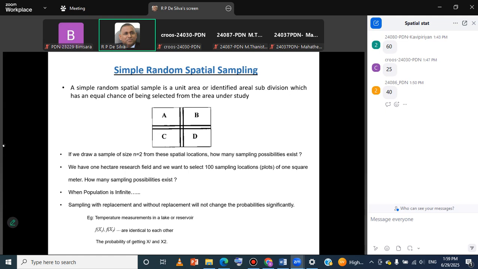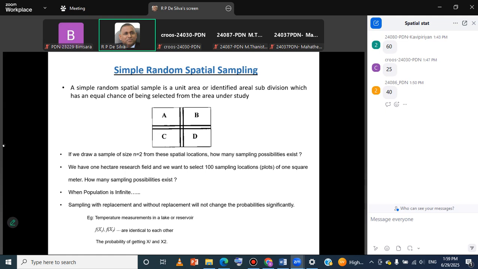But if you have replacement, once you take A and B, your A is still available, because once you take A and B, somebody else will put the A and B plants back again in the same place. Then you can have A and C, and then you can have A and D. So with replacement and without replacement, your number of possibilities and your probability values will change significantly.